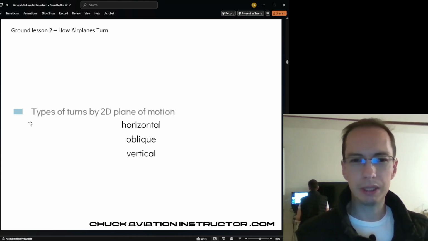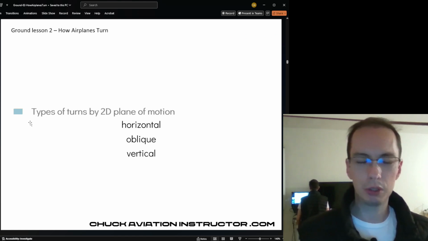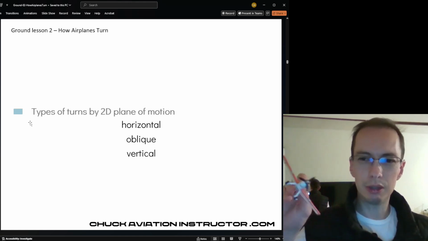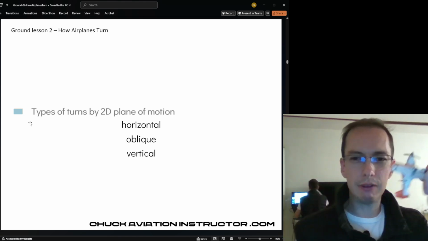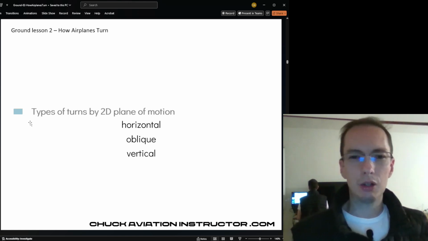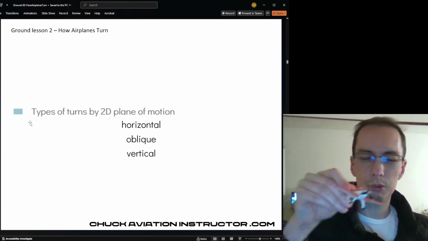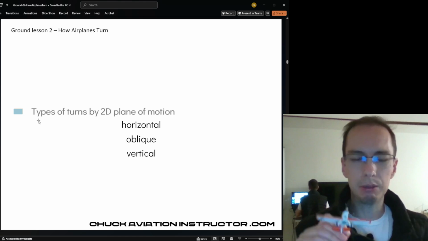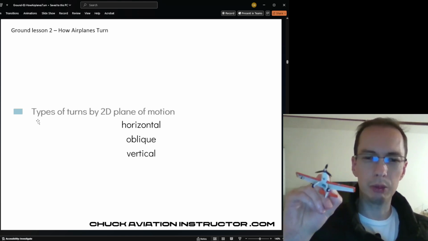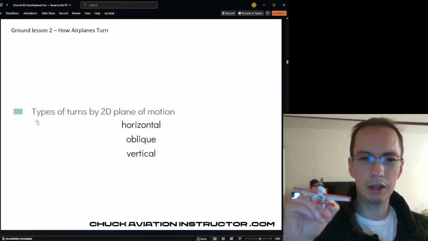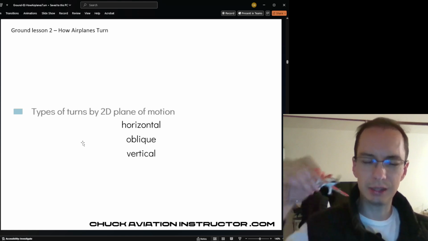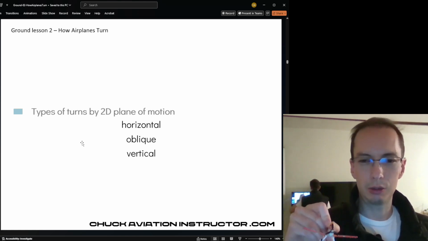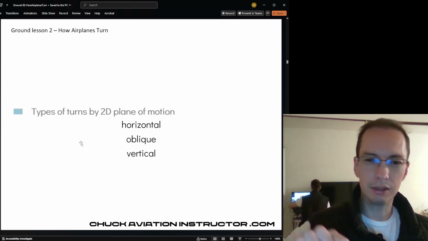So these are the three types of planes of motion through which we can make four types of turn. Horizontal, maintaining altitude. Vertical, maintaining wings level. And oblique climbing, and oblique descending. Oblique climbing, like in the upwind when, after you take off, you're turning from upwind to crosswind. And oblique descending, like also in the pattern when you're turning from base to final.